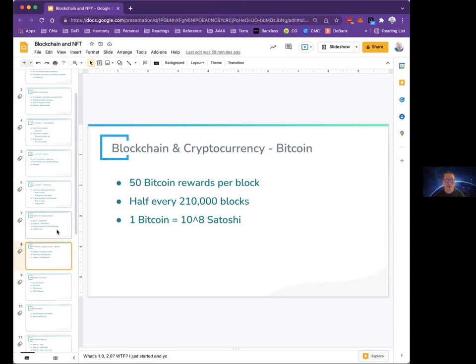Every 210,000 blocks, the reward for the block is halved. Every block in the Bitcoin network takes about 10 minutes, so 210,000 blocks is about 4 years. So almost every 4 years, the reward for the miner is halved. Right now, I think it's 50, 25, 12.5, 6.25. I think right now it's about 6.25, if I remember correctly.